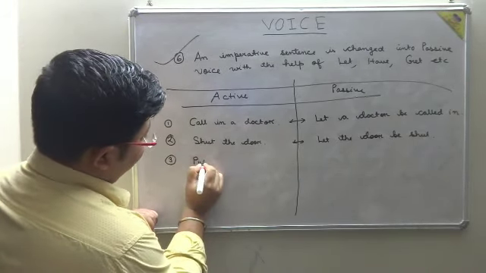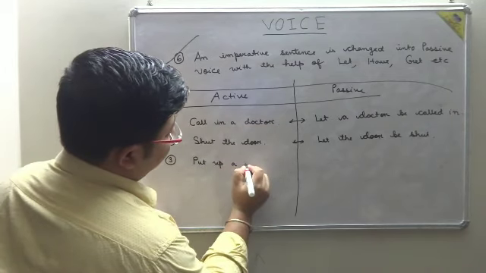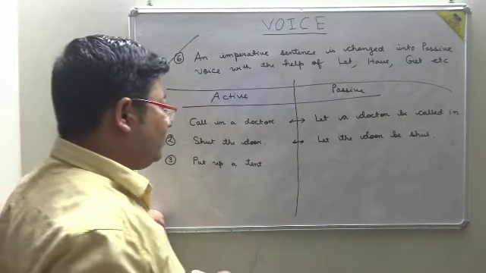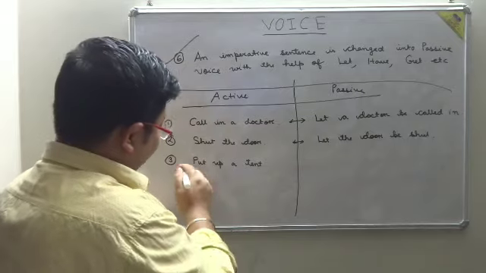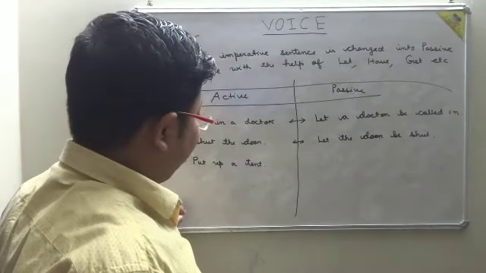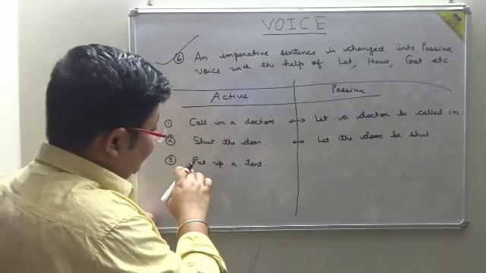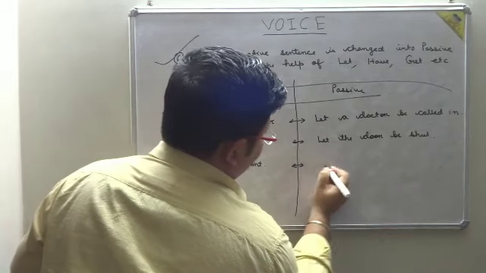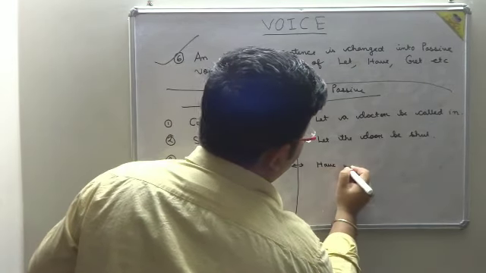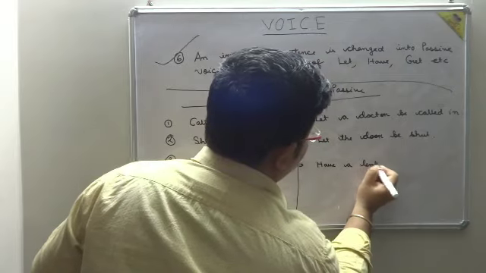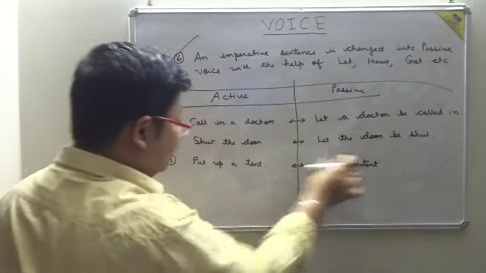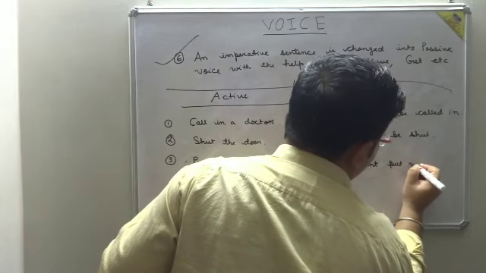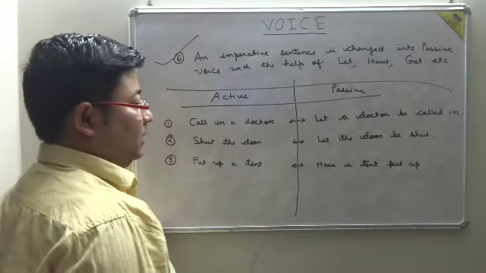Put up a tent. Don't use let here. If this type of sentence comes in your exam, then use have instead of let. Put up a tent. Have a tent put up. Have a tent, the object. Put up. Don't use the be here.